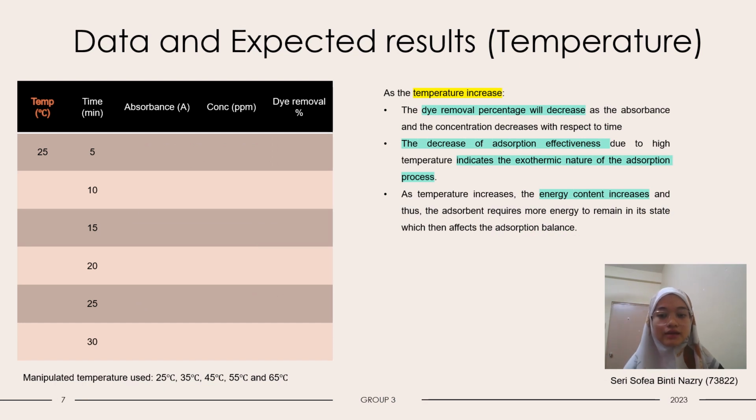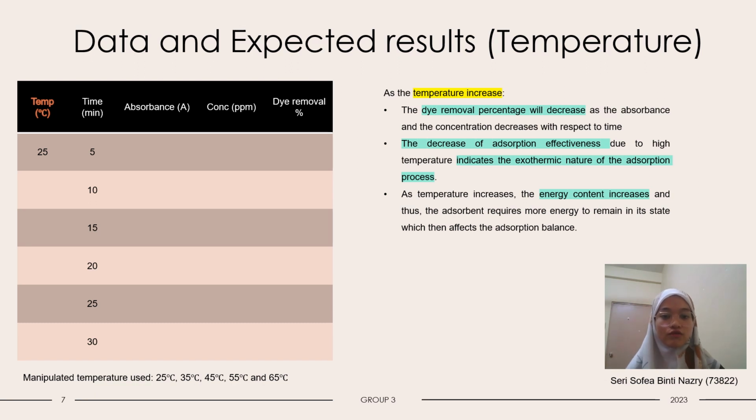Next, the table shows the parameters that are required for this experiment, which are absorbance, concentrations, and dye removal percentage with respect to time at 5 different temperatures. As for the expected results, when the temperature increases, the dye removal percentage will decrease as the absorbance and the concentration decrease with respect to time.